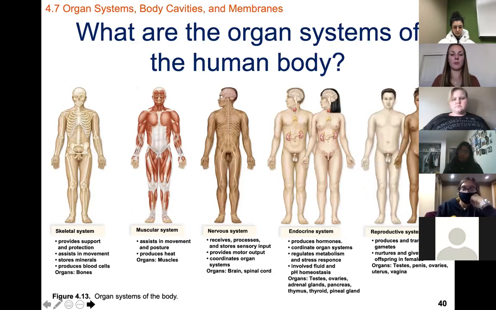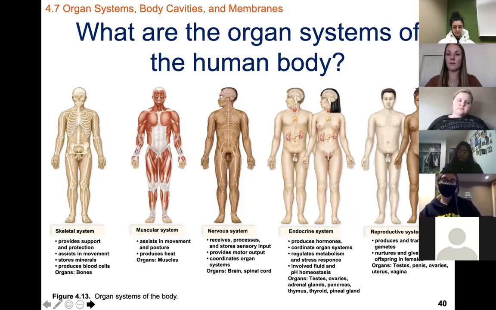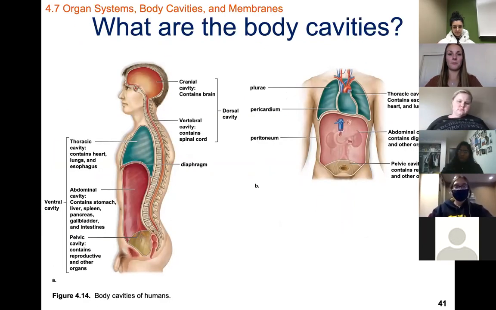Here's a couple more examples: skeletal system, muscular system, nervous system, endocrine system, reproductive system. These are all in your book, so I'm not going to read every single one of them to you, but just know to reference this is figure 4.13, and this talks about each of the organ systems, the organs that are involved, and their functions.